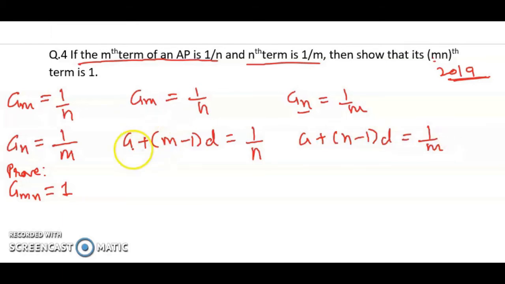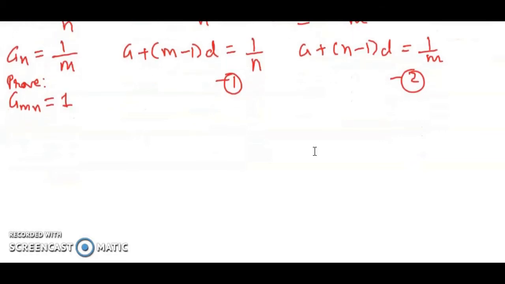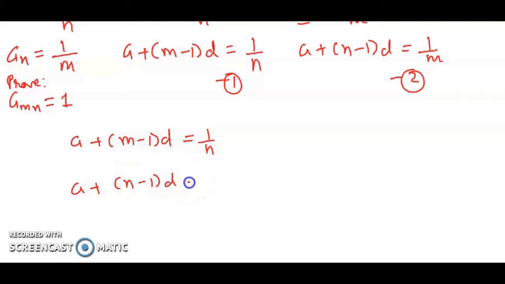Now let's say this is equation number 1, this is equation number 2. From those two equations, let's find out the value of a and d. To find the value of a and d, we will do the subtraction of those two equations. So here a plus m minus 1 d equal to 1 upon n. This is equation number 1. And the second equation, a plus n minus 1 d equal to 1 upon m. This is the second equation.